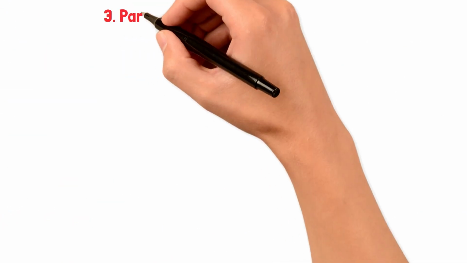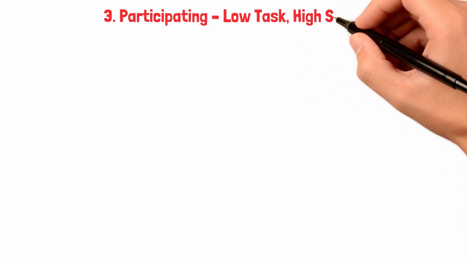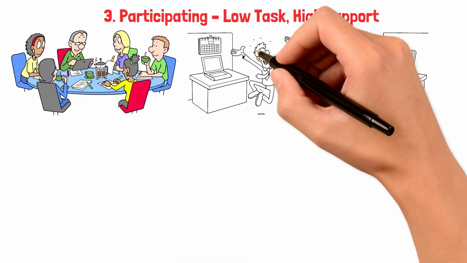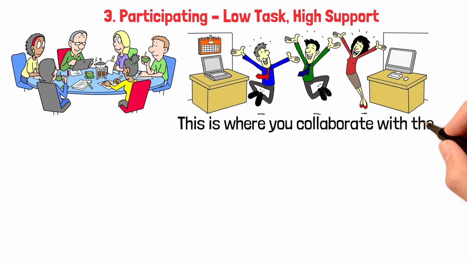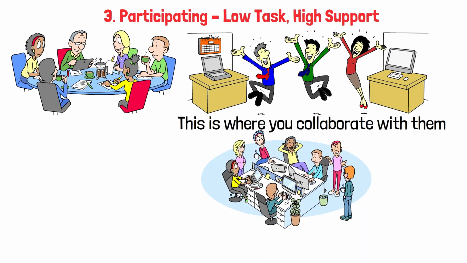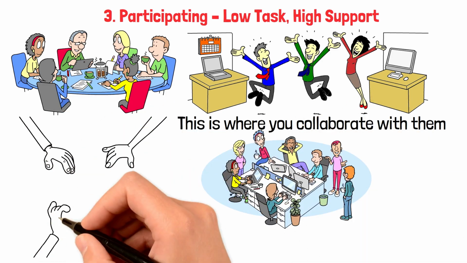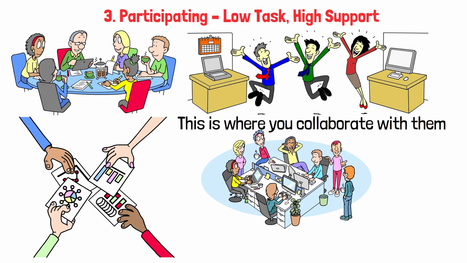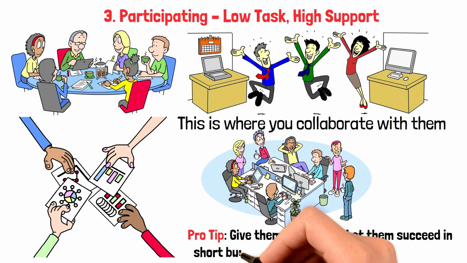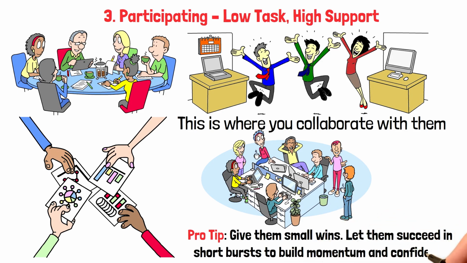3. Participating, low task, high support. Now the team member has the skills, but lacks confidence or motivation. This is where you collaborate with them, involve them in decision-making, build trust, and give them a voice. Instead of directing, you're now listening, encouraging, and nurturing their self-belief. Pro tip: give them small wins. Let them succeed in short bursts to build momentum and confidence.